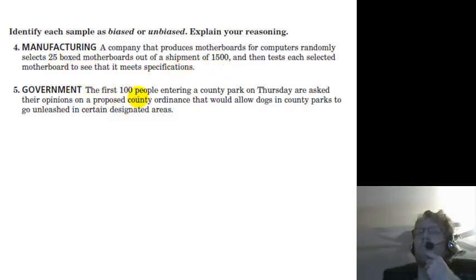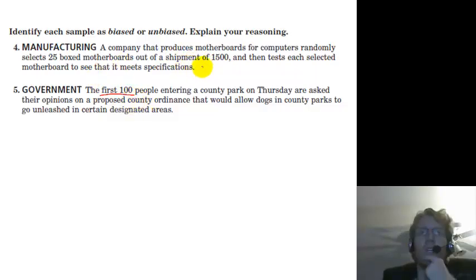Number 2, government. The first 100 people entering a county park on Thursday are asked their opinions on a proposed county ordinance that would allow dogs in county parks to go unleashed. So this one is going to be biased because they didn't ask people at random, they asked the first 100. And there might be some kind of correlation between the people who come to the park in the morning or right when it opens and whether they want their dogs leashed or unleashed versus, in general, all the people who go to the park. So if they made a conclusion about this, they could only make the conclusion about people who come to the park early, or the people who come at this time of day, but not all the people in general who use the park.